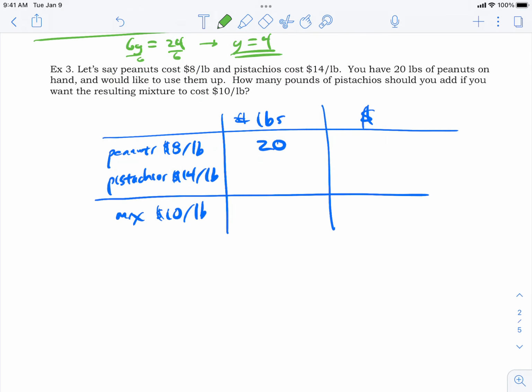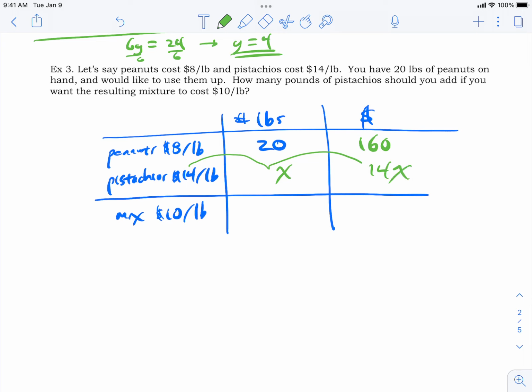So, pistachios, $14 a pound. Or, well, let's start here. Remember, I can multiply these two things across to figure out how much that is. 20 pounds, $8 each is 160 bucks. Cool. How much are the pistachios going to cost? Well, it's $14 times however many we're buying. So it'll be 14x.